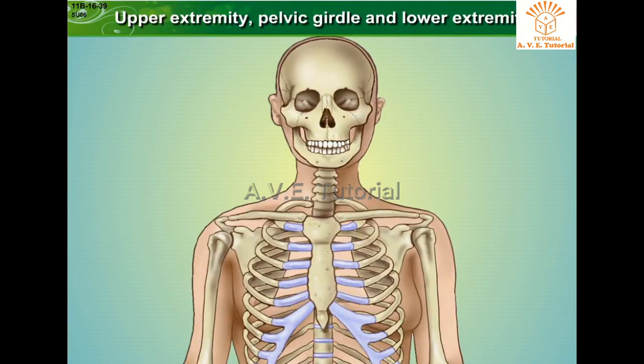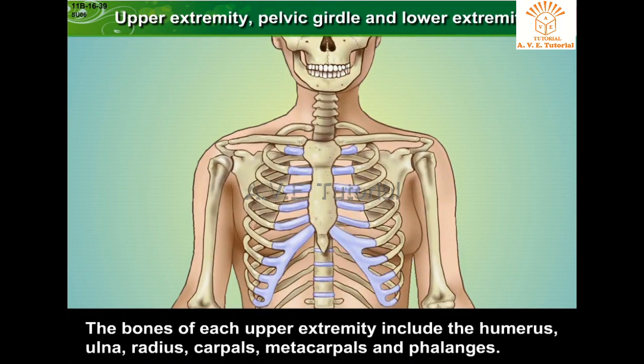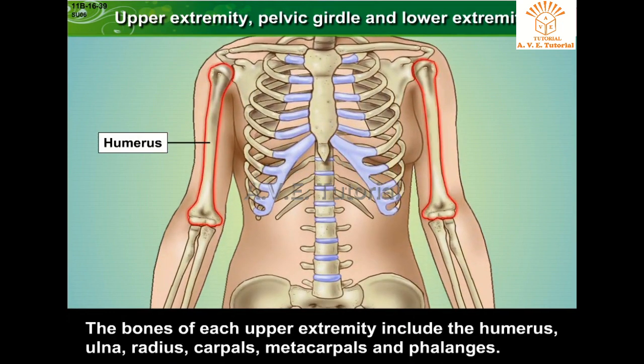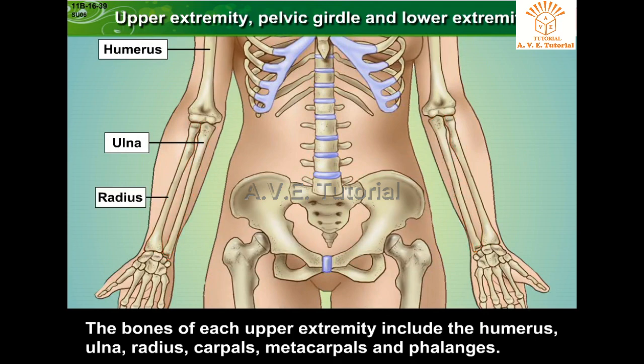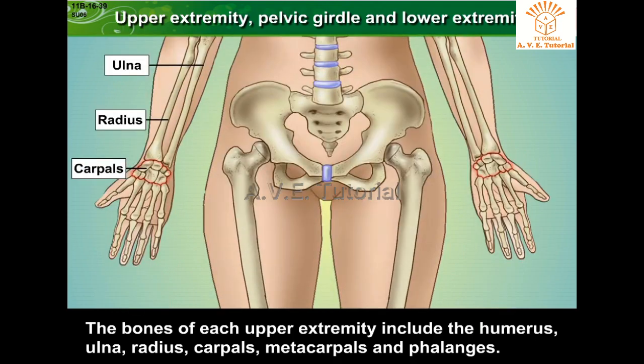Upper extremity, pelvic girdle, and lower extremity. The bones of each upper extremity include the humerus, ulna, radius, carpals, metacarpals, and phalanges.